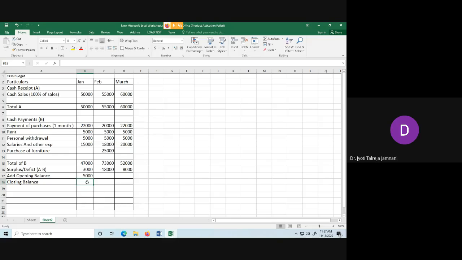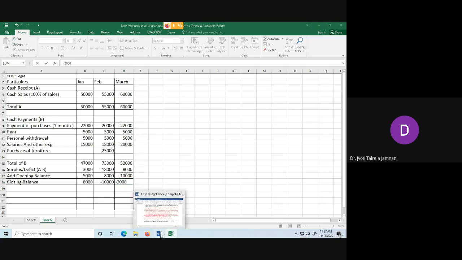So 5 plus 3, 8,000. 8,000 becomes the opening balance for next month. Minus 18 plus 8,000, minus 10,000 becomes the closing balance. That's a negative opening balance for March. Minus 10,000 plus 8,000, minus 2,000 is the balance for March.